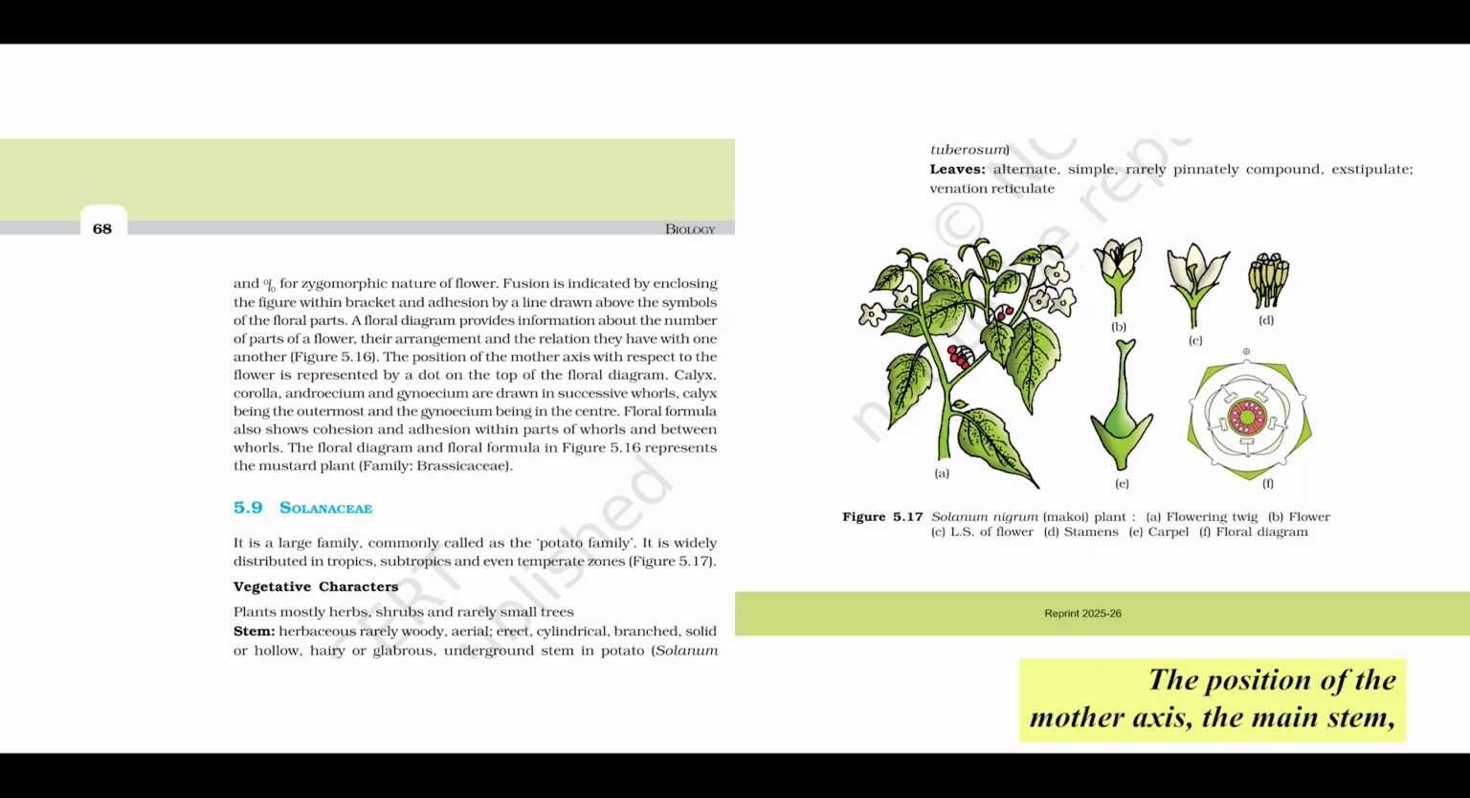whorls. The position of the mother axis, the main stem or inflorescence axis from which the flower arises, is conventionally represented by a dot or a small circle on the top posterior side of the floral diagram. This orients the diagram correctly. The floral whorls are drawn as successive concentric circles, starting with the outermost calyx, sepals, then the corolla, petals, then the androecium, stamens, and finally the gynoecium, carpels, in cross-section, in the very center.